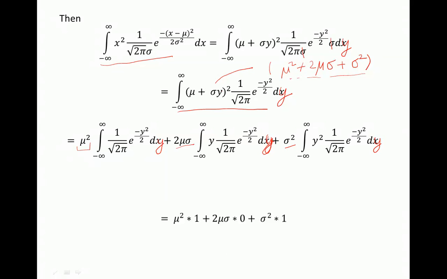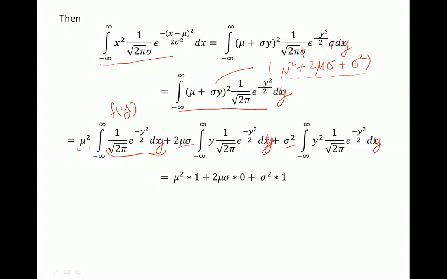But we actually already know what they are. I mean here, this is just f of y, which is the PDF of y if y is normally distributed. So this integral here is mu squared times f of y dy. F of y is the probability density function, and as we said previously, the integral over the whole range of the probability density function must equal 1. So therefore, it's just mu squared times 1.